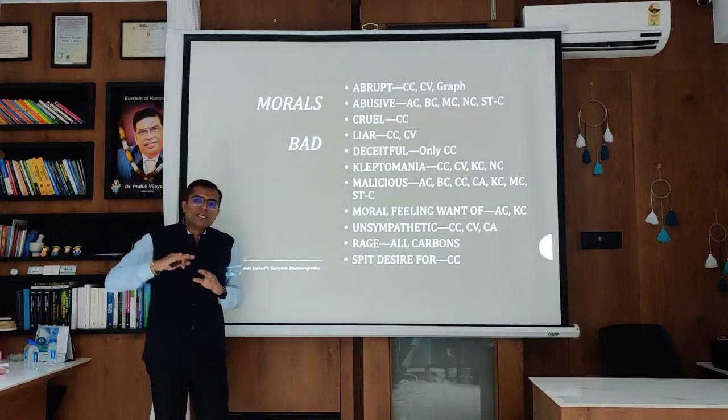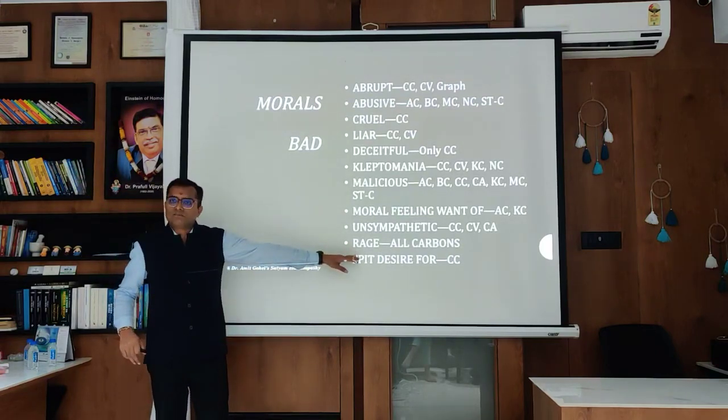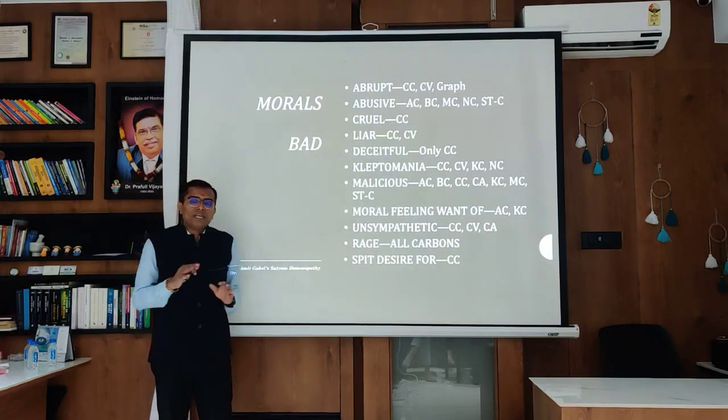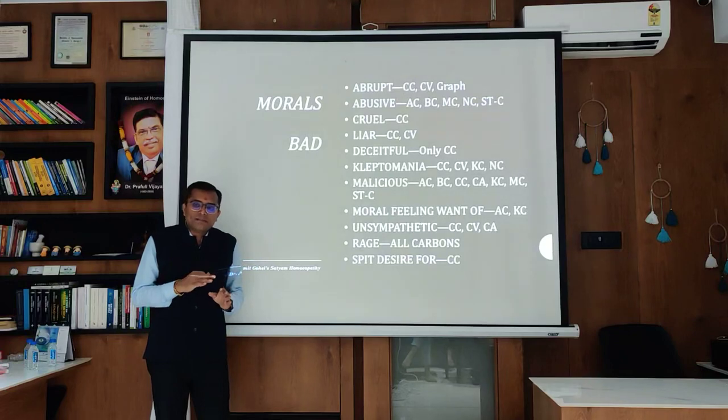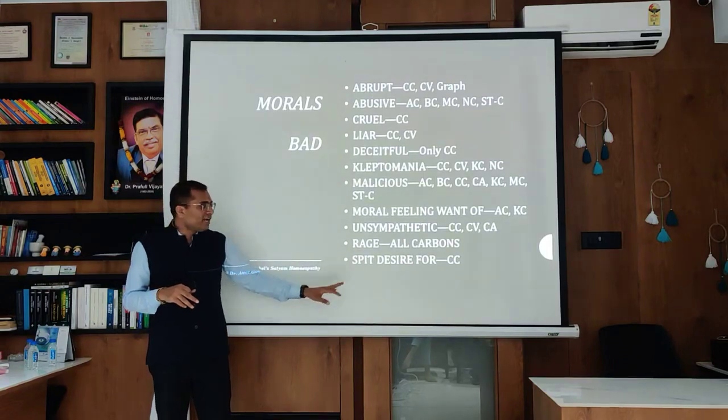See, one sympathetic person in psora, morally bad, goes into unsympathetic in syphilis. We have Carbo veg. Psoric anger which cannot be expressed, but which can be expressed in syphilis as rage. All carbons. And spit desire too.